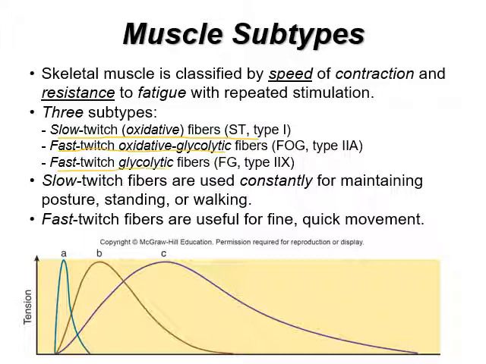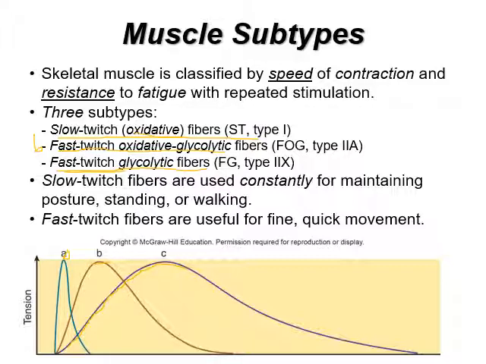fast twitch. And you can tell down here, we can see the difference in actual production of tension. A would be the fast twitch glycolytic. B would be the fast twitch oxidative glycolytic, and then the slow twitch would be C here. You can see the production of force is much slower. So that's one of the key characteristics of these muscles.